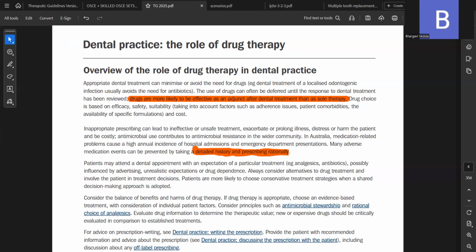Okay, patients may attend a dental appointment with an expectation of a particular treatment, right? As I just said earlier, patients can come and expect a particular treatment, like give me painkillers, give me antibiotics, possibly influenced by advertising, unrealistic expectations, or drug dependence. That could be anything. When the patient asks us for certain medications, that could be influenced by advertising. On TV, they might see a commercial: if you have cough and cold, take antibiotics, or when you have an infection or fever, take this painkiller.